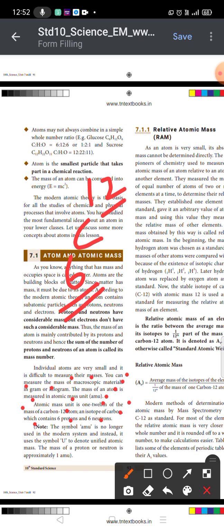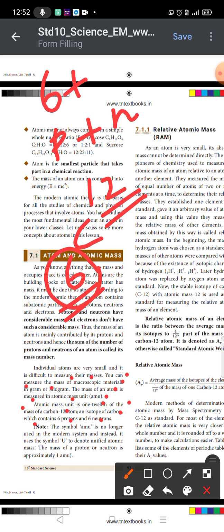This is called atomic number. This one is called mass number. Which subatomic particles are in charge of the mass number? Protons and neutrons. How many protons are present here? The atomic number is nothing but the number of protons. So what is the remaining part? 12 is there. If 6 is protons, the remaining part will be neutrons, which is 6. So there are 6 protons and 6 neutrons in the carbon 12 atom.